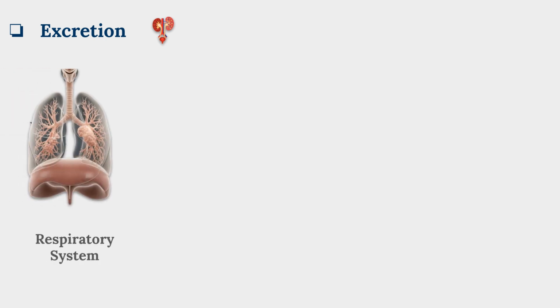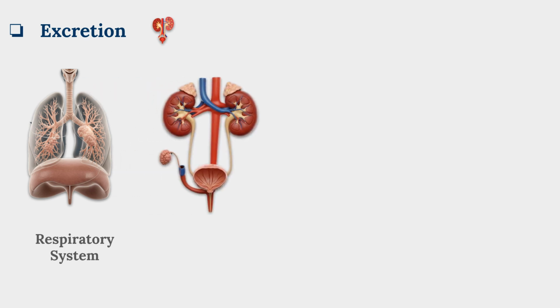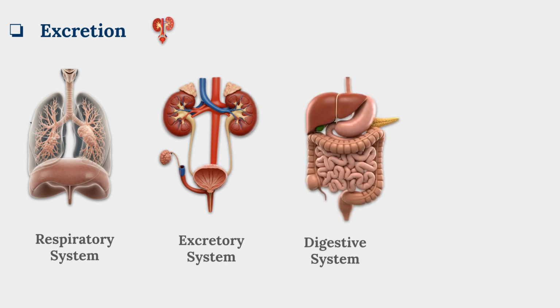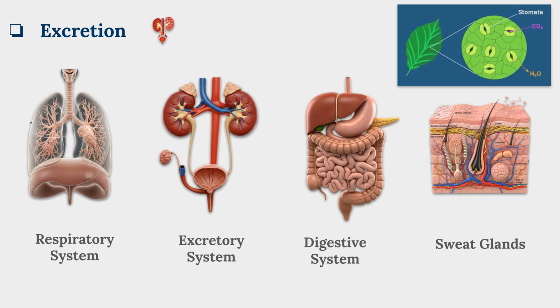Excretion is the process by which waste products and other non-useful materials are removed from the body of an organism. Human beings and animals such as cow, lion and elephant breathe out carbon dioxide, which is the waste product during respiration, through the respiratory system. Kidneys remove waste materials from the blood and excrete them in the form of urine through the excretory system. Solid wastes are removed by the digestive system in the form of feces. The skin removes waste as sweat. Plants also give out carbon dioxide through stomata.